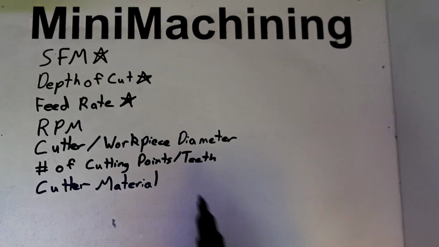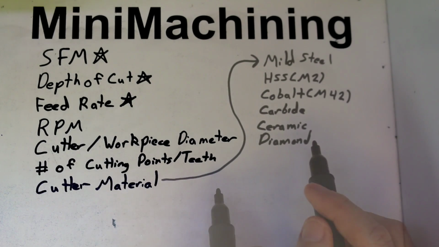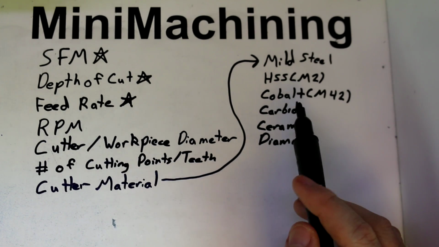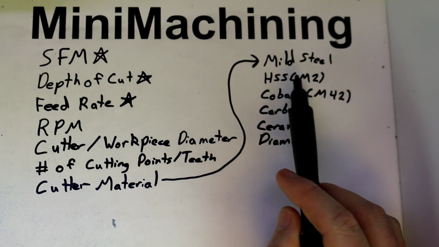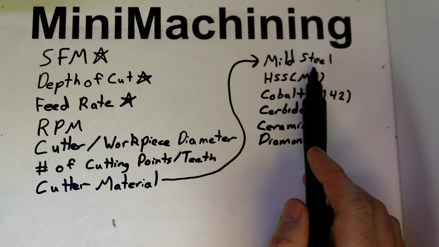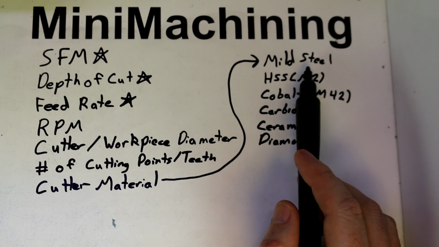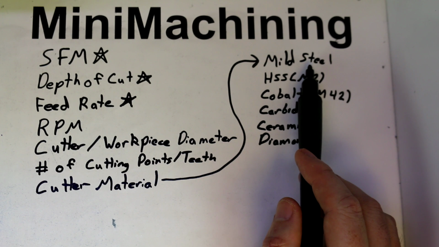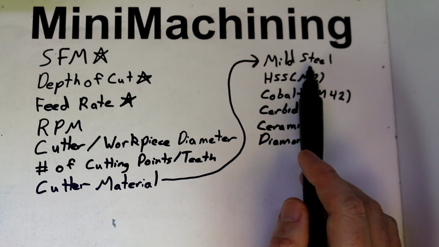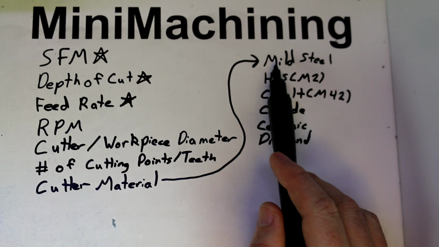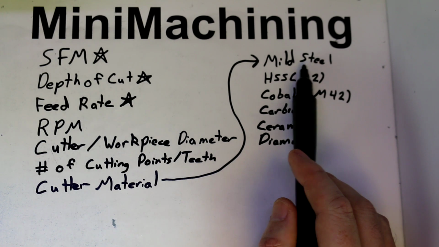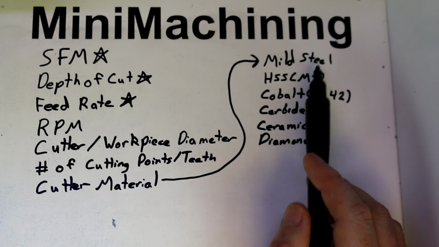Our cutter material has to be taken into consideration. And our cutter material can be a variety of items. I've listed a few here. We can have a mild steel, which is typically known as high carbon steel or just carbon steel. These may be lower end or cheaper cutters that you get, or cutters that you're making yourself.